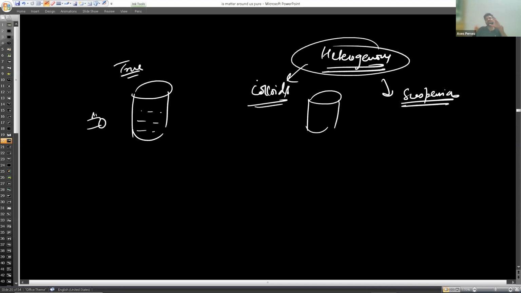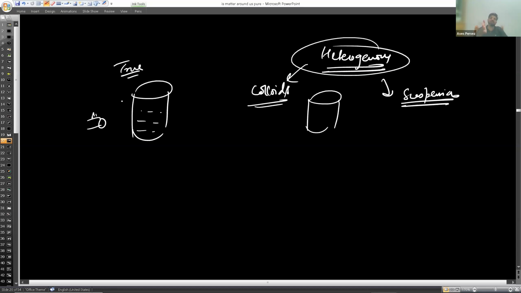True solution is homogeneous and colloids are also homogeneous. But what is the main difference? Even though the particles of a true solution cannot be separated by filter, like when you have a sugar solution in water. If you pass it through filter paper, the sugar will not be separated, because the particle size is so small that it passes through the filter paper. So you cannot separate sugar from water by filter paper. Similarly, colloids cannot be separated by filter paper either.